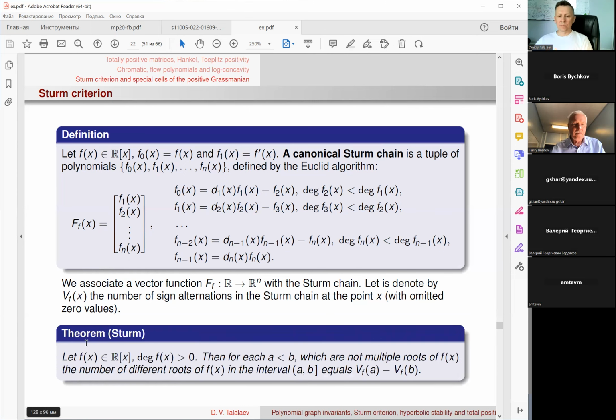Then the Sturm theorem says the following: let f be a real polynomial, then for each interval AB, the number of simple roots of f in the interval is equal to the difference of values of this function V at points A and B.